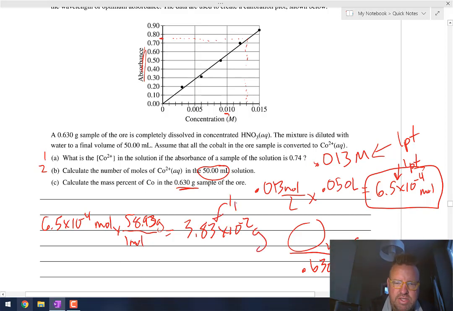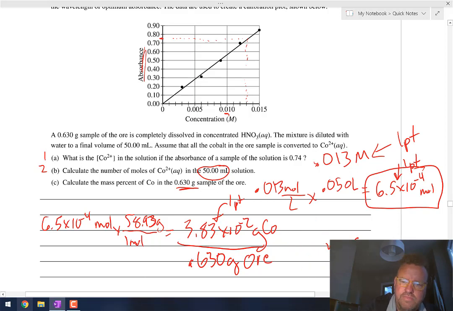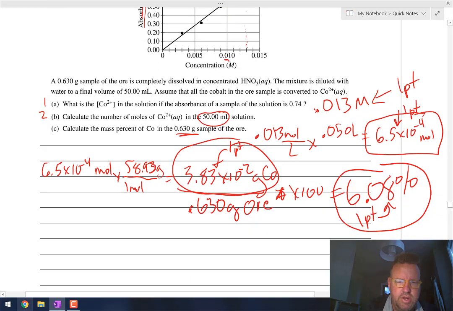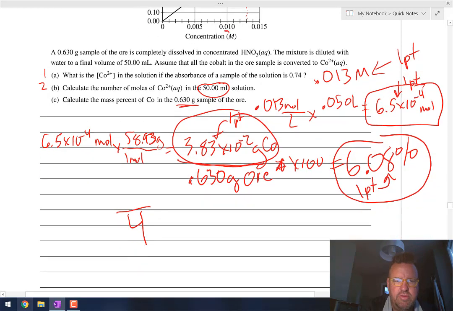And if you got that answer, that was worth a point. And that is the number that we put on the top. That is the grams of the cobalt. We put that over the 0.630 grams of the whole ore. And now we simply divide those two numbers and we multiply it by 100 to get a percent. And I got 6.08%. And you also got 1 point for that response as well. So here's point number 3. Here is point number 4. So give yourself a score out of 4.